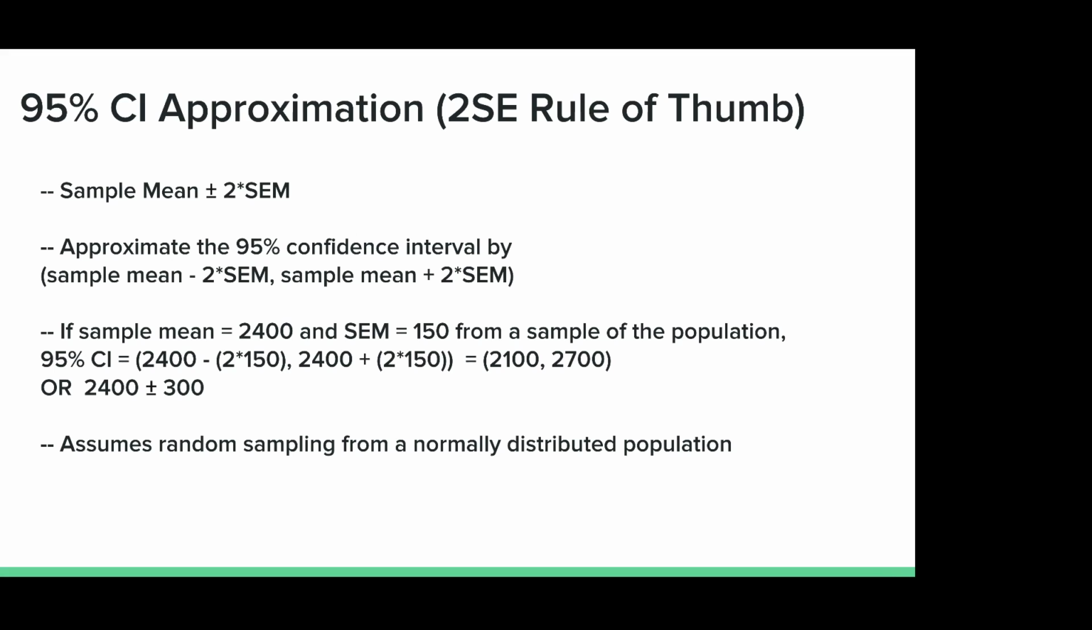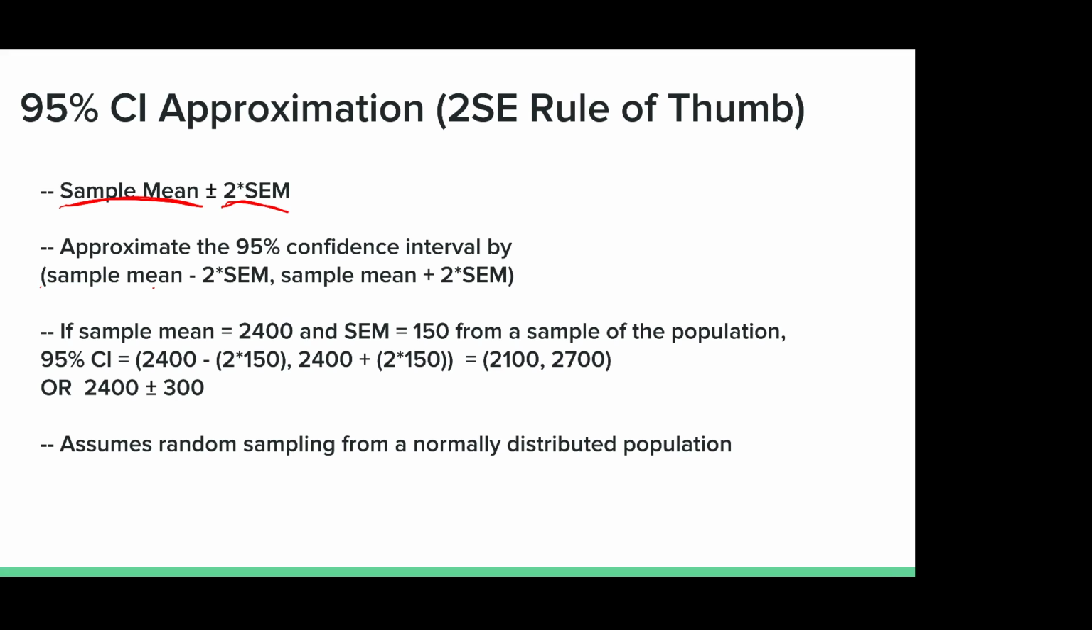So what you're going to almost always see is a 95% confidence interval reported as the sample mean, which will be considered the population mean estimate, plus or minus 2 SEM. That would be 2 times the standard error of the mean. So roughly speaking, you're going to take the sample mean, which will be the estimate of the population mean, subtract 2 times SEM, comma, the sample mean plus 2 times SEM.